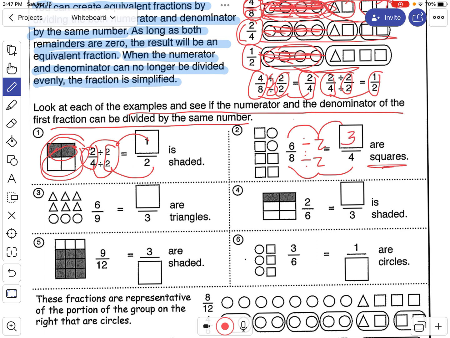All right, why don't you try number 3? Pause the video and then turn it back on when you're ready.